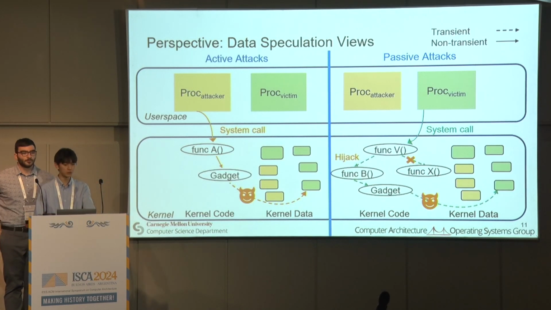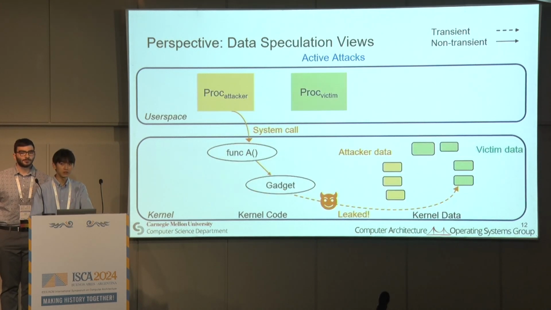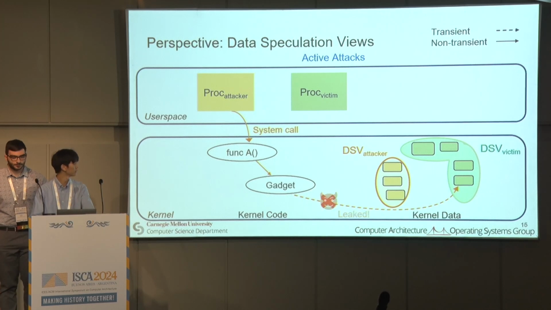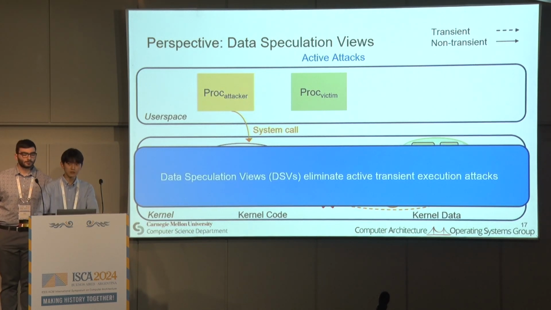Based on our taxonomy, we will demonstrate how we can defend against each type of attack. Let's begin with active attacks. The fundamental issue with active attacks is that attackers can speculatively access data that does not belong to them, whether it's data owned by another victim process or data owned by the kernel. Our goal is to have the kernel communicate to the hardware the notion of data ownership. Thus, we introduce data speculation views, or DSVs, which are defined as the set of data that a given execution context owns. Then, the hardware simply blocks all speculative accesses that are outside the DSV of the current execution context. As a result, DSVs completely mitigate active transient execution attacks.